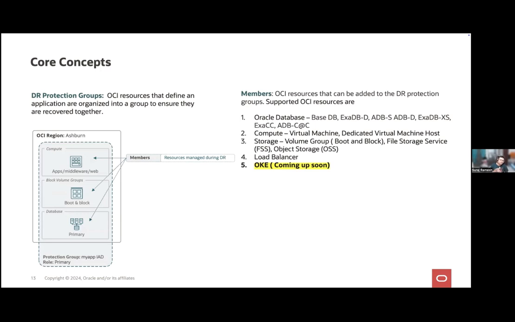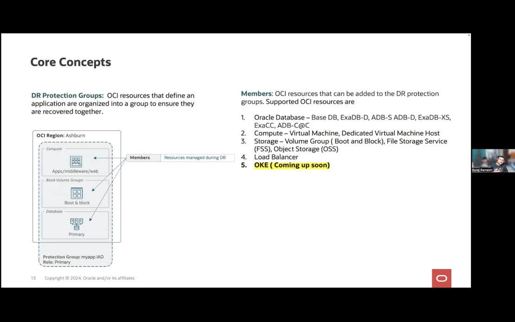For example, let's say you run your primary in Ashburn and then your DR in Phoenix. Then you basically create two protection groups in both regions and then associate the roles: this is my primary and this is my standby. Right? So let's see that in the upcoming slides.